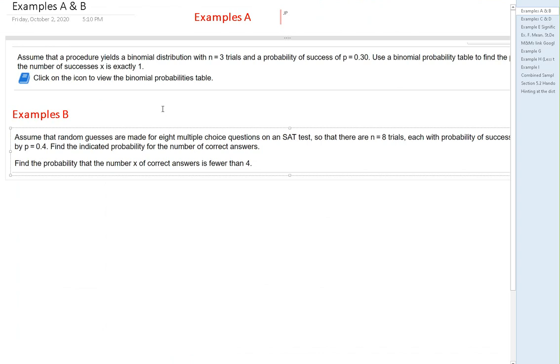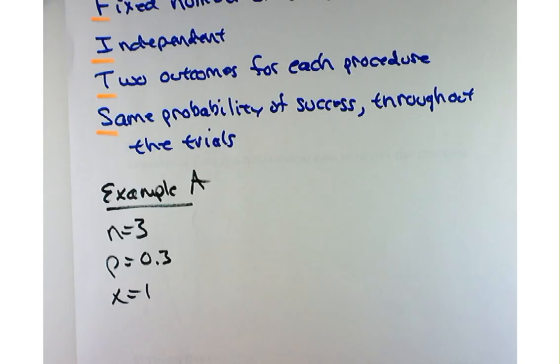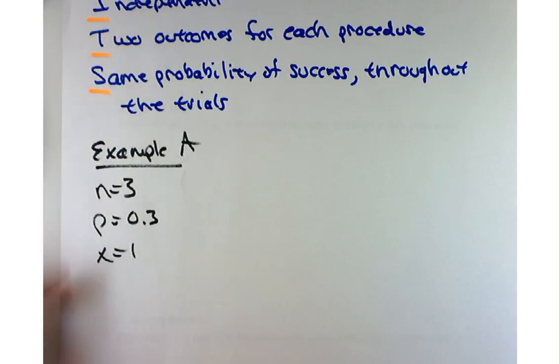Assume that a procedure yields a binomial distribution with n equals 3 trials and a probability of success of p equals 0.3. Use the binomial table. Well, we're not going to do the binomial table. We're just going to work things on our own with Google Sheets. So we want to find the probability that the number of successes is exactly 1. Example A. There's a few things to take note of. N is 3. P is 0.3. And we want exactly 1 success.